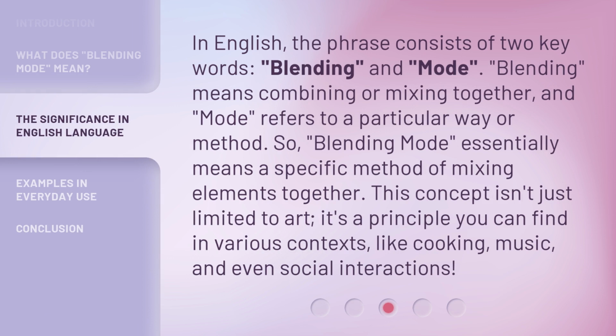In English, the phrase consists of two key words, blending and mode. Blending means combining or mixing together, and mode refers to a particular way or method. So, blending mode essentially means a specific method of mixing elements together. This concept isn't just limited to art. It's a principle you can find in various contexts, like cooking, music, and even social interactions.